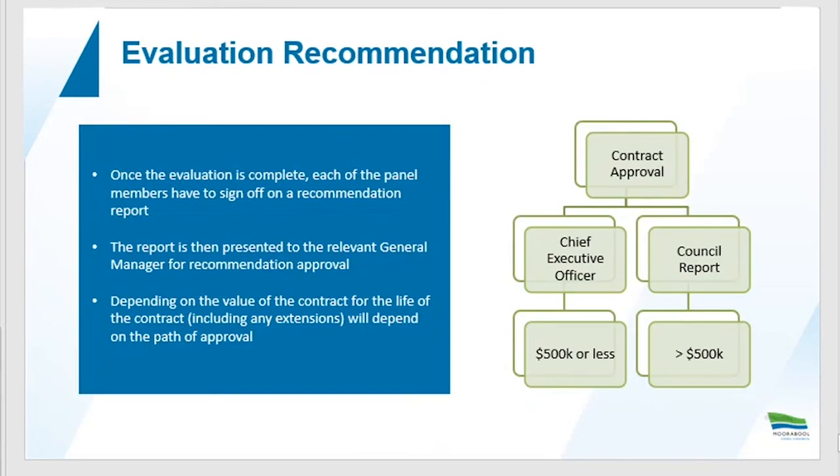For the evaluation recommendation, once the evaluation is complete, each panel member has to sign off on a recommendation report. The report's then presented to the relevant general manager for recommendation approval, and the value of the contract for the life of the contract, including extensions, will determine the path of approval. So if it's up to 500,000, our chief executive officer can sign off on that contract. If it's above that value, it will go to council for formal approval.